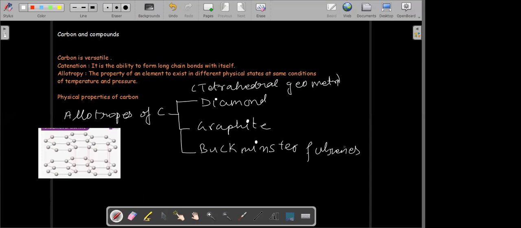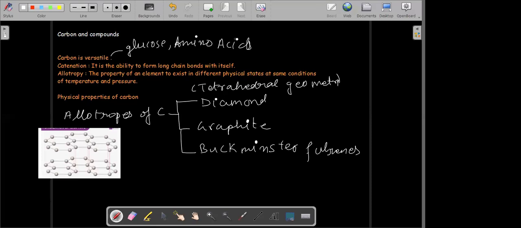Buckminster fullerenes. Okay. So see, versatility means carbon is available everywhere, in the form of glucose, in the form of amino acids. That is all the proteins which we have. Our body is made up of proteins. Cells are made up of proteins. So the amino acids or the proteins are made up of carbon and nitrogen. They are the products of carbon and nitrogen.